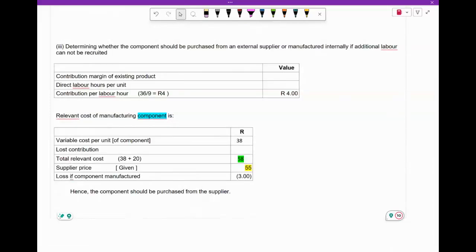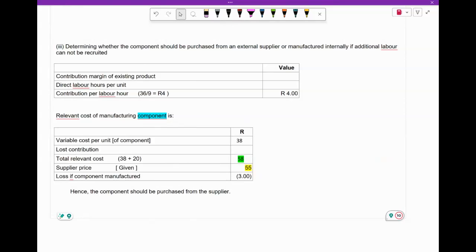So then here, they are saying, determining whether the component should be purchased from an external supplier or manufactured internally if additional labor cannot be recruited. Okay, so basically they're saying, remember this is a component, so it's just a piece or a mechanism that we need to create the final product, right?